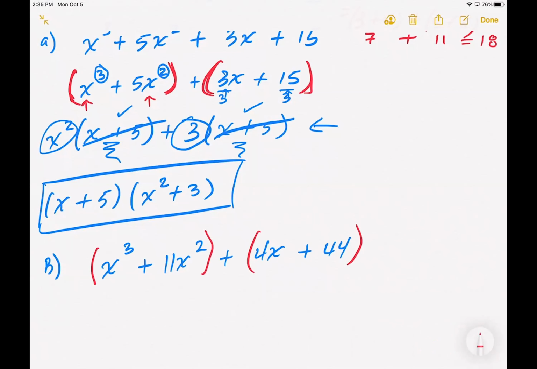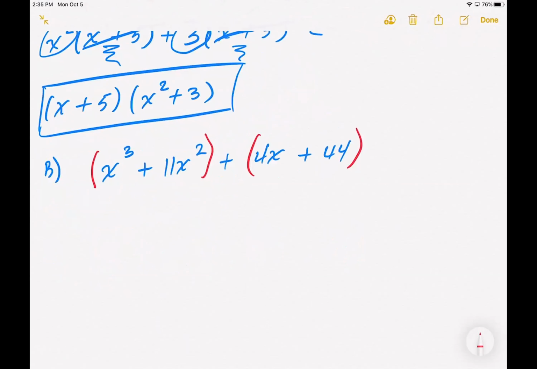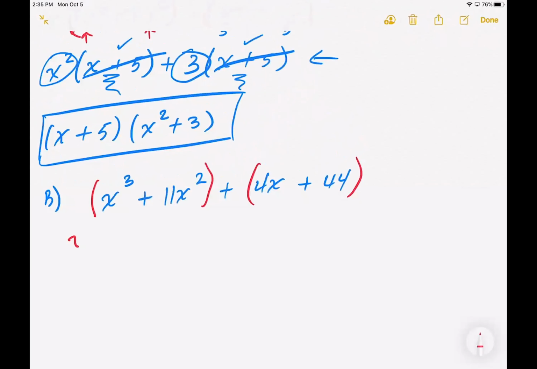And then, one individual item and the group as a second individual. So in the first group, do you agree that you can take out an x squared? Because between x to the third and 11x squared, I can take out x squared. x squared times x gives me x to the third, x squared times 11 gives me 11x squared.